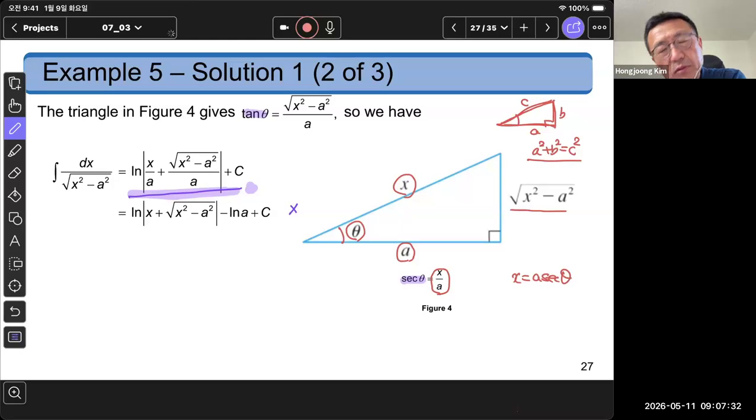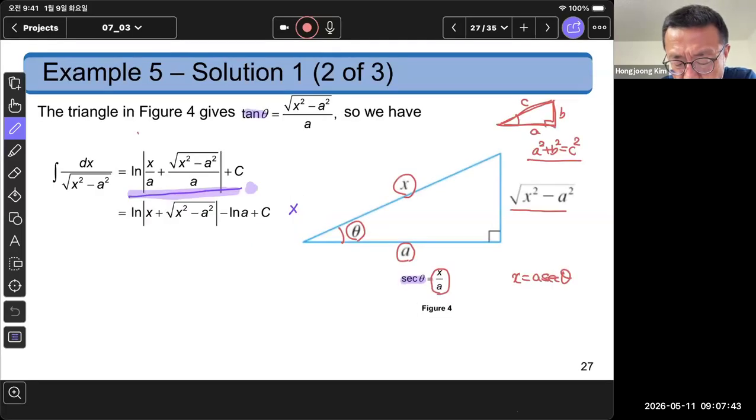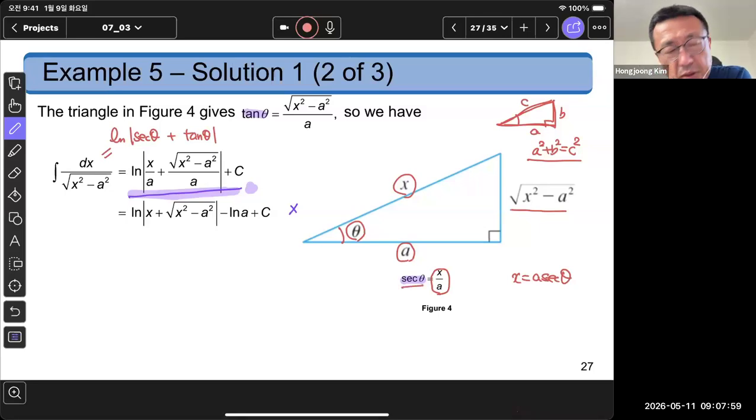Now in that case, we can easily replace. Previously we have log of secant theta plus tangent theta, inside the absolute value, and then we take the log function. That's what we get. And secant theta is just x over a.